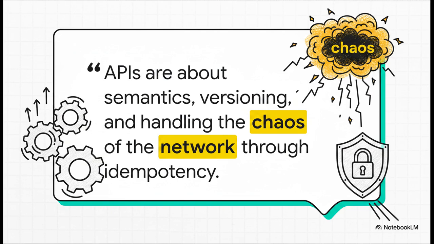And that's really the big takeaway from all this. A great API isn't just about slinging some JSON around. It's a design discipline. It's about creating a predictable, reliable contract that is built from day one to expect and gracefully handle the absolute chaos of the network.